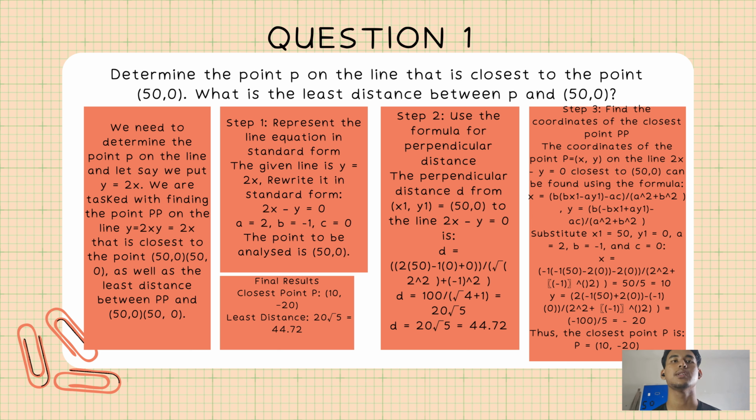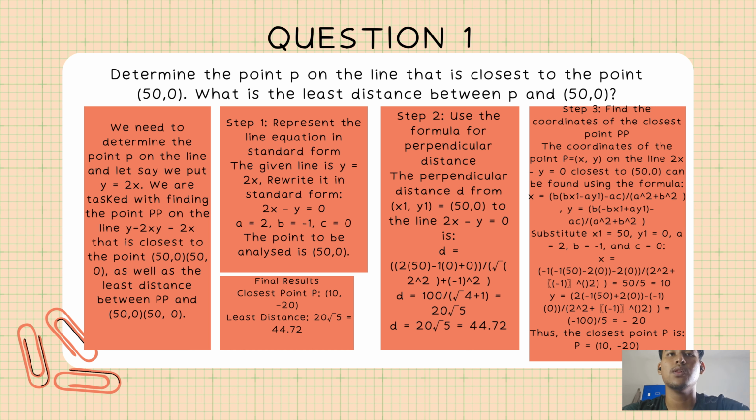Today I want to present to you question 1, question 2 and question 3. For question 1, determine the point P on the line that is closest to the point (50, 0). What is the least distance between P and (50, 0)? Firstly, we need to determine the point P on the line, and let's say we put y equal to 2x. We are tasked with finding the point P on the line y equal to 2x, given the point (50, 0), as well as the least distance between P and (50, 0).